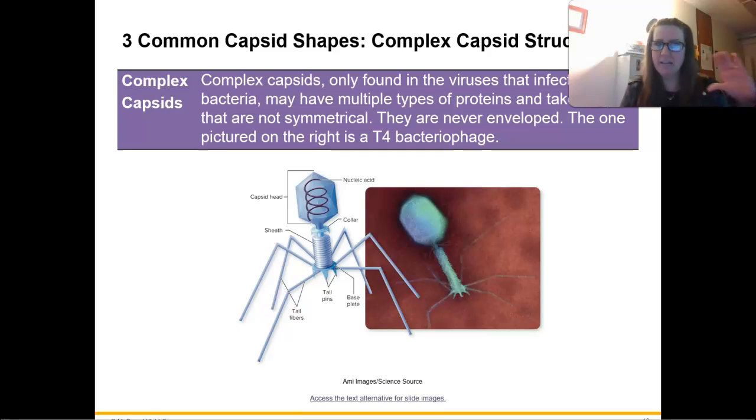You see that they do have the capsid head with the nucleic acid inside, and then they have this collar, a sheath, tail pins, I mean, kind of scary, and then these tail fibers. And essentially, those tail fibers are going to allow it to anchor, and then what it does is it injects that nucleic acid into its host.